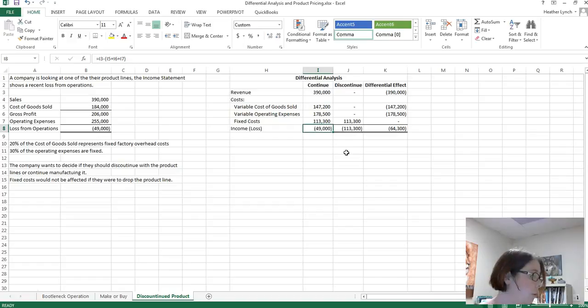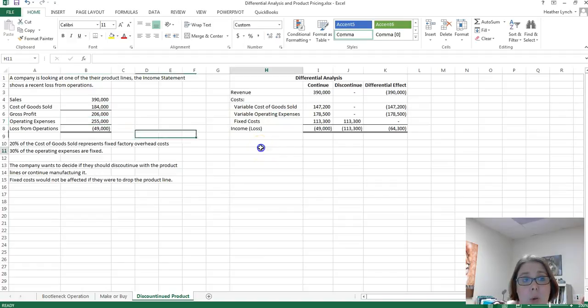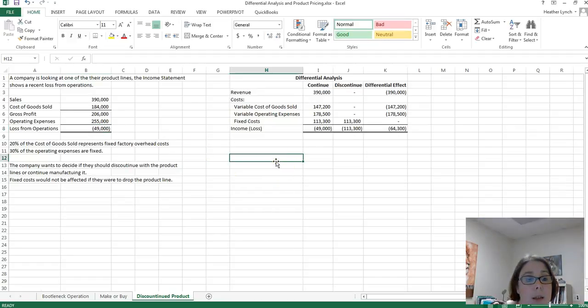And what you can do now is research what is costing us. Our operating expenses were $255,000. Can we adjust that in order to have a profit versus a loss? That's kind of what we're doing when we're looking at a discontinued operation. So those are my videos for differential analysis and product pricing, and I hope you enjoy it.